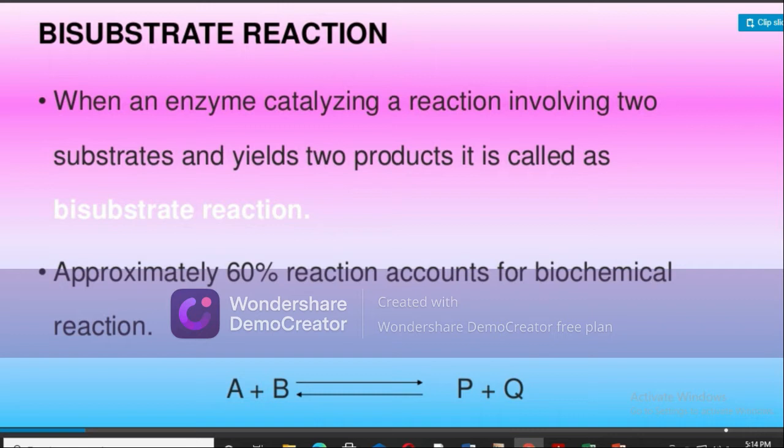So when you are talking about bi-substrate reactions, it means that you are using two reactants to produce two products using a single enzyme. And as I said, if you look at the metabolic map of humans, you will realize that most of the reactions are bi-substrate reactions. That is why you can see clearly in the slides that approximately 60% of the biochemical reactions are of this type. I hope you understand. So bi-substrate means two substrates and then two products. That is the meaning.